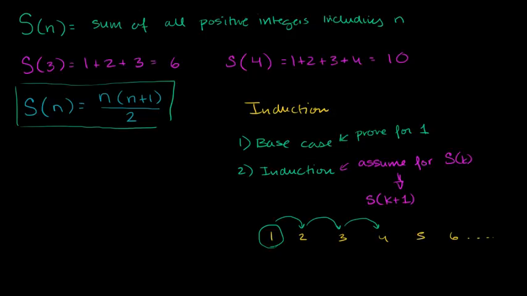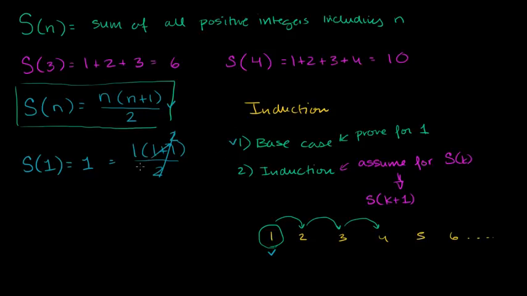So let's take the sum. Let's do this function on 1. Well, that's just going to be the sum of all positive integers, including 1, which is just literally going to be 1. We've just added all of them. There's no other positive integer up to and including 1. And we can prove that this is the same thing as 1 times 1 plus 1, all of that over 2. 1 plus 1 is 2. 2 divided by 2 is 1. 1 times 1 is 1. So this formula, this expression, worked for 1. So we've proven our base case. We've proven it for 1.